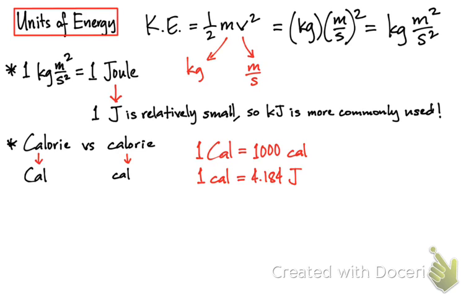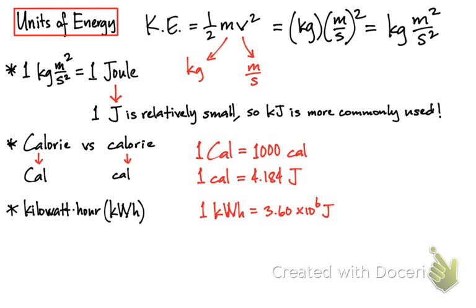1 big C calorie is equal to 1,000 little c calories. The food industries in Europe, Asia, South America, and others use kilocalories instead of big C calories, just to prevent that confusion between the big and the little calories.